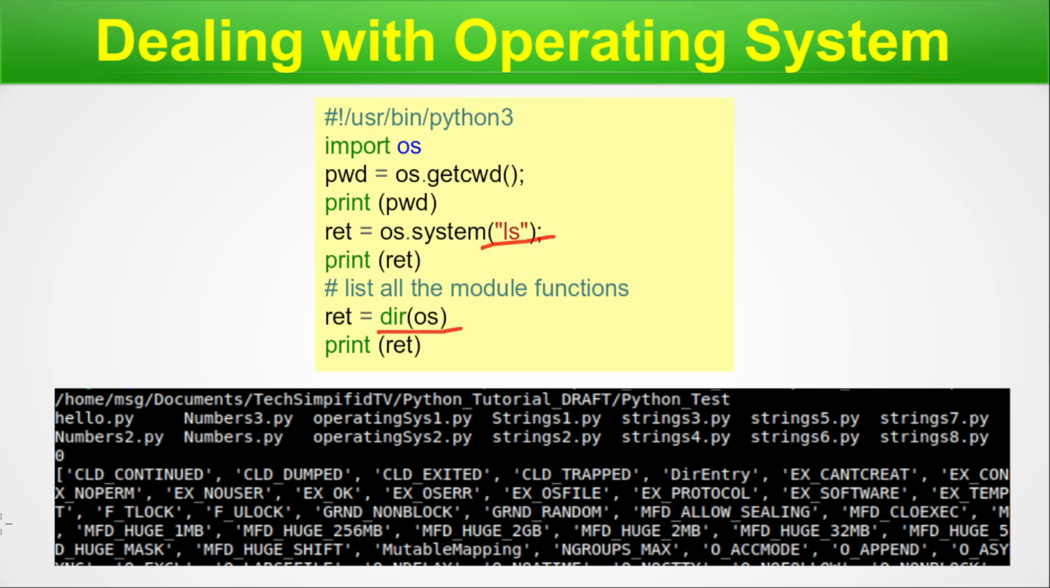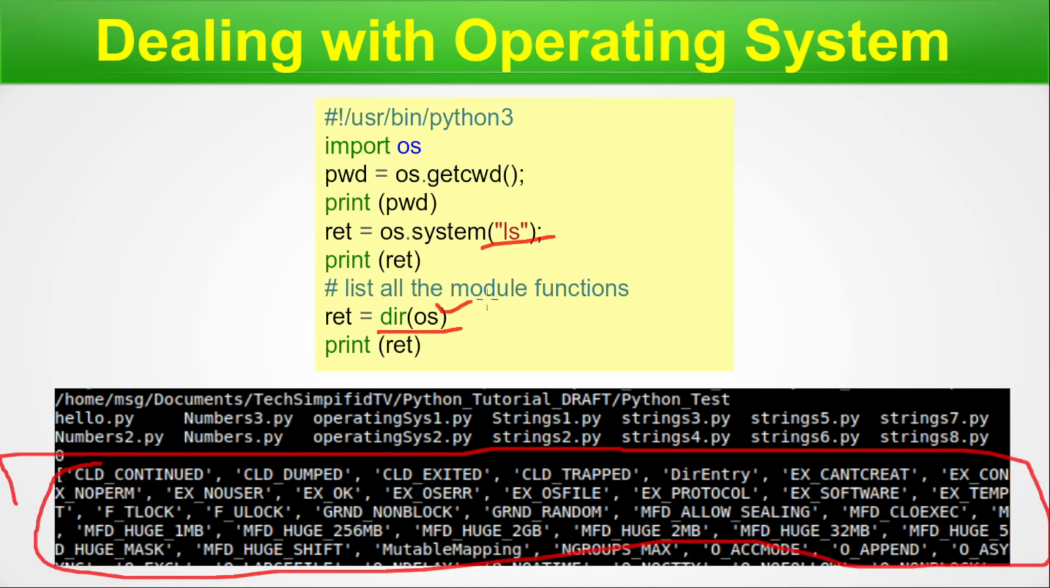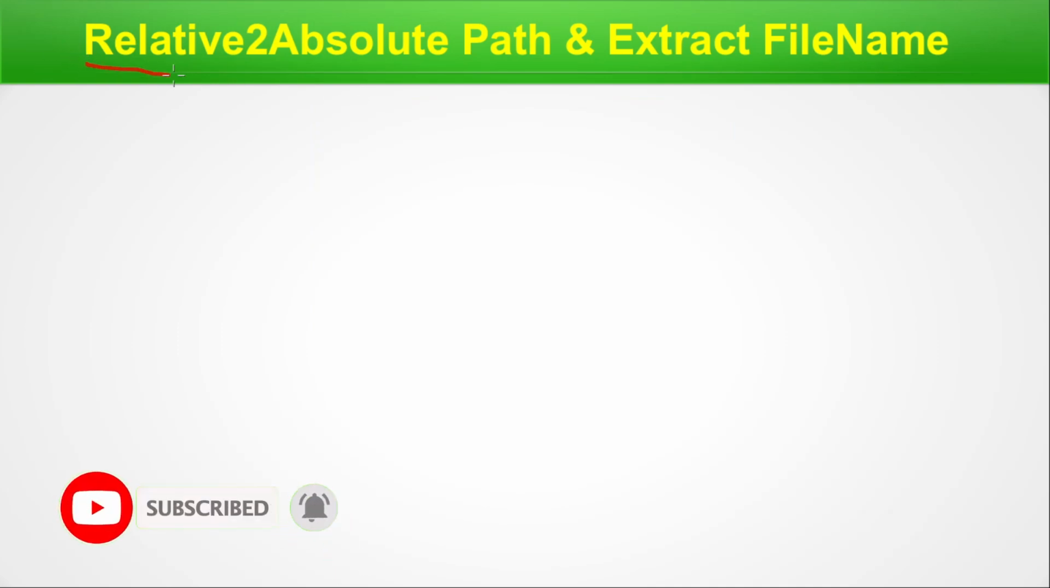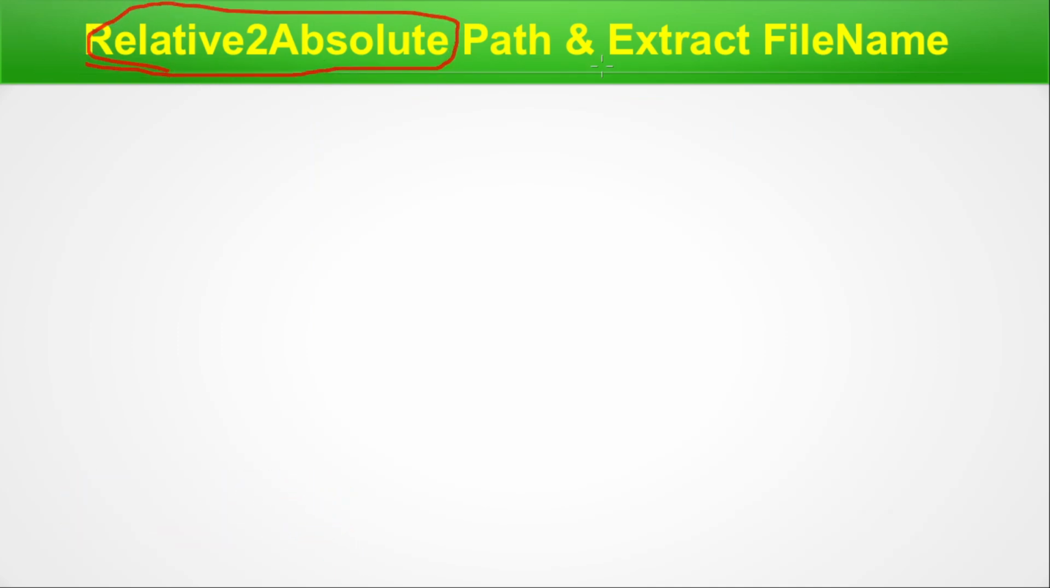Next, we give the dir(os) command, and here you can see that all the methods which are available in os are printed. However, this was a very long list, and I have truncated it so that you can get a quick view of the things that are available in the OS module. But don't worry, the most important things in the OS module we will cover through examples in this episode and the next episode. So here we are done with this particular slide, let's move on to the next slide. Here we will do a relative to absolute path conversion and the file name extraction through Python code.